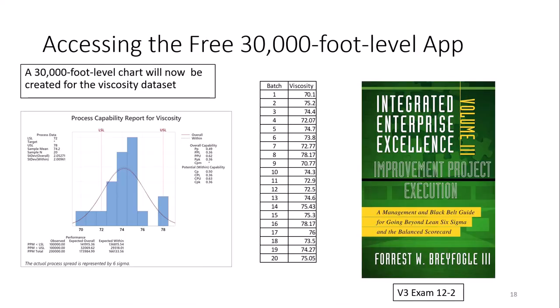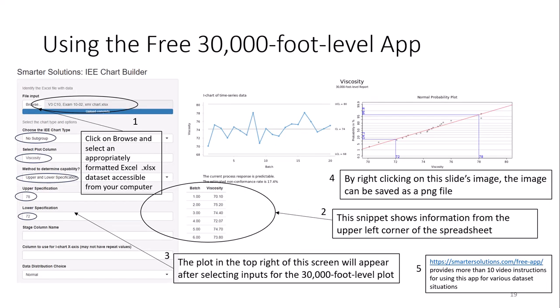A 30,000 foot level chart will now be created for this viscosity data set that's shown here. The first thing you do is click on browse and select an appropriately formatted Excel data set accessible from your computer. In this case, I clicked on the example 10-02 that I mentioned earlier. Secondly, you'll notice that the upper left-hand corner of the Excel spreadsheet will appear here as a snippet.